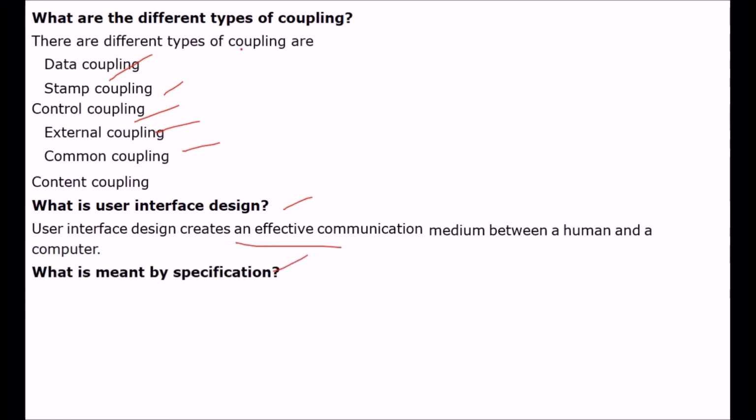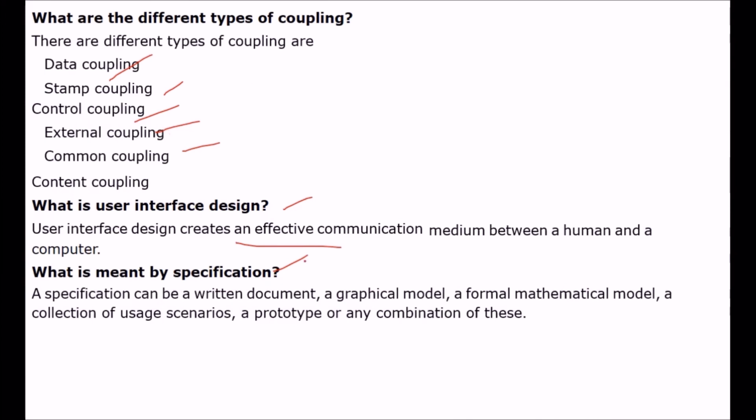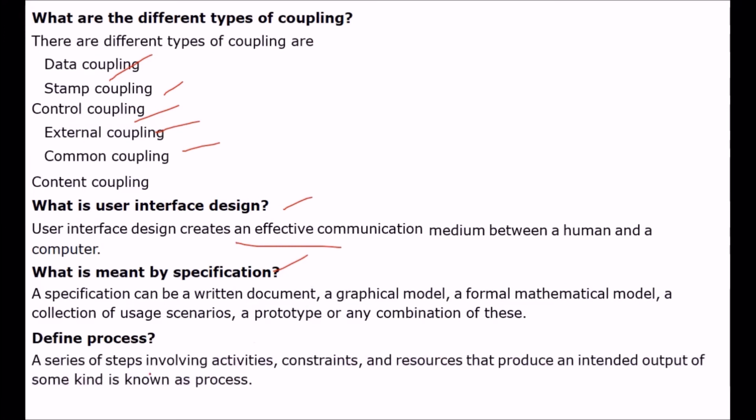What is meant by specification? A specification can be a written document, a graphical model, a formal mathematical model, a collection of usage scenarios, a prototype, or any combination of these. Define the process. A series of steps involving activities, constraints, and resources.